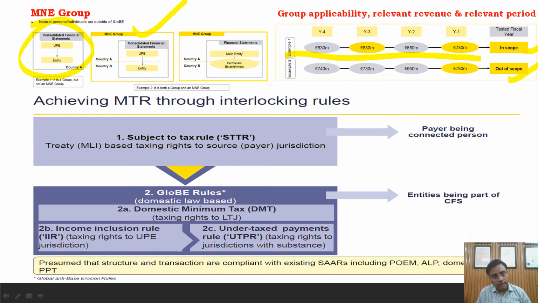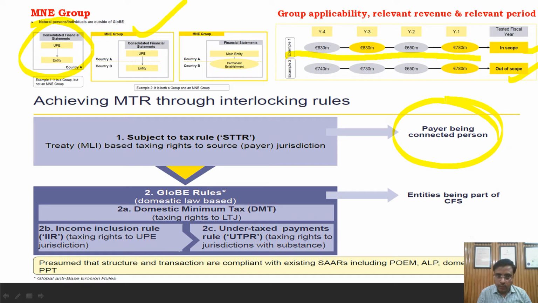So for achieving the minimum tax rate through the interlocking rules, they say STTR is to be applied. It will be implemented through the MLI based on the taxing right of the source jurisdiction. Suppose you are making some foreign remittance to a connected person, then there must be some levy through the MLI. It will be subject to the tax rule.